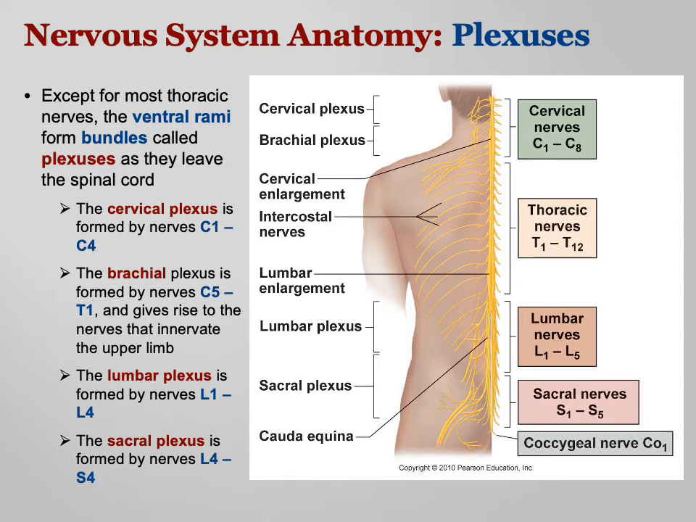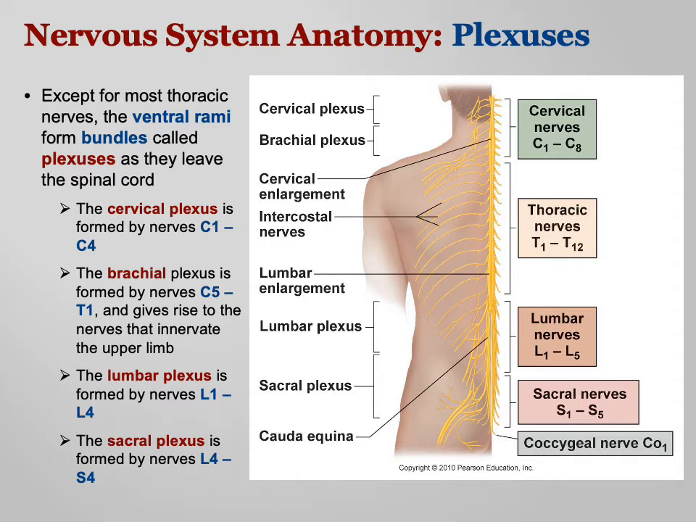And then C5 through T1, thoracic number 1, they form the brachial plexus. And where's your brachial region? What does that refer to? Yeah, your arm. So this is the big giant bundle of nerves that's going to go out to your arm. It's going to go to your biceps brachii and your triceps brachii and your pronator teres and your coracobrachialis and all those muscles, all right?